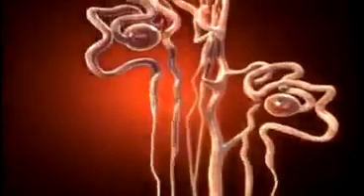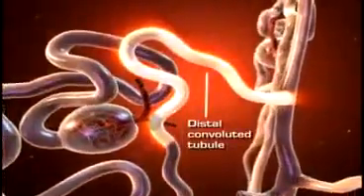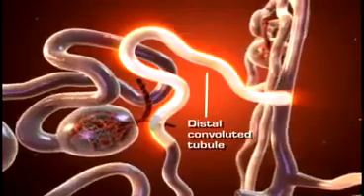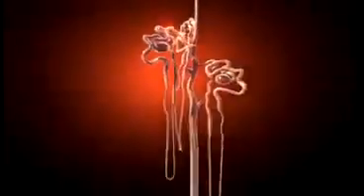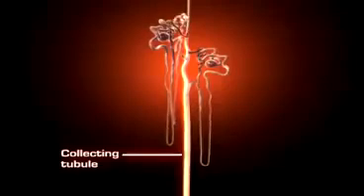Third, a distal coiled portion called the distal convoluted tubule, which regulates potassium, sodium, and pH, and where further dilution of the urine takes place. And fourth, the collecting tubule, which joins with several tubules to collect the filtrate and where final sodium regulation takes place.